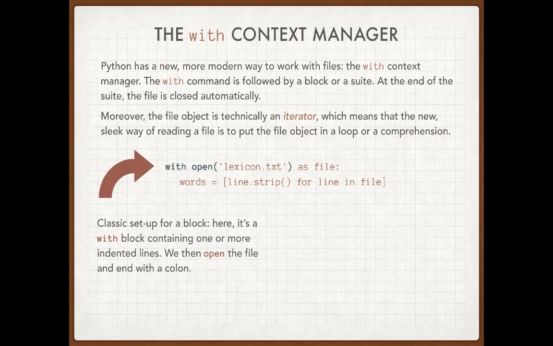Right out of the gate, you can see that this is just the classic setup for a block. Instead of using a keyword like while or for or conditionals if, else, we're just using the keyword with. And you'll notice at the end of that line, there's a colon. I know it's hard to see, but there's a colon there. And so this is the classic setup for a block. Everything underneath it will be indented. I only have one line here, but I could have 5 or 10 or 100.